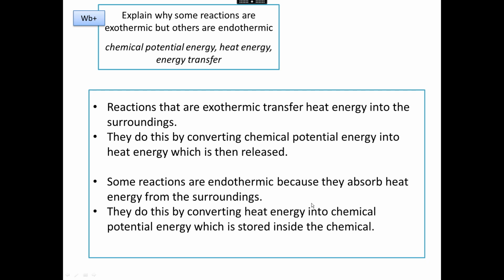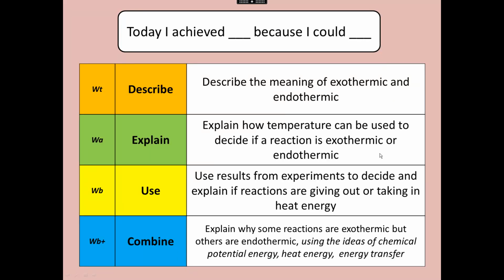And please remember, there are two types of endothermic reactions: the ones which absorb heat energy and the temperature falls, and the ones which need continuous heating with a Bunsen burner in order to supply the heat energy which they need to absorb. But all of that heat energy gets changed into chemical potential energy and stored inside the chemical.